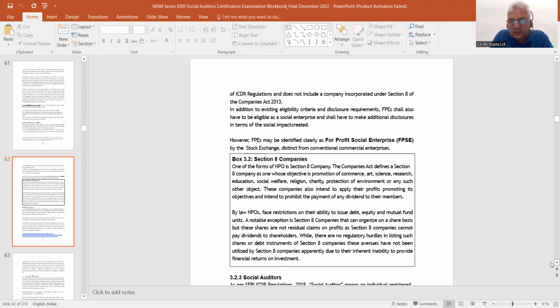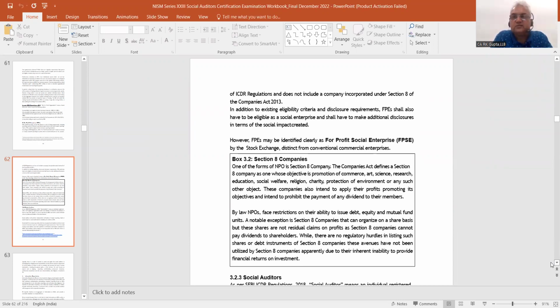Now let us understand the concept of the Section 8 company. One of the forms of NPO is a Section 8 company. The Companies Act defines a Section 8 company as a company whose objective is the promotion of commerce, art, science, research, education, social welfare, religion, charity, protection of environment, or any such other object. These companies also intend to apply their profits in promoting their objectives, and intend to prohibit the payment of any dividend to their members. So by law, NPOs face restrictions.